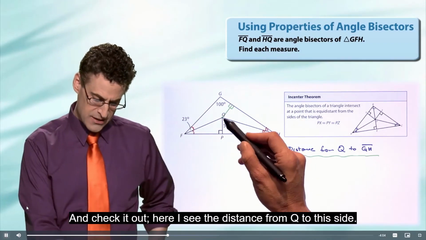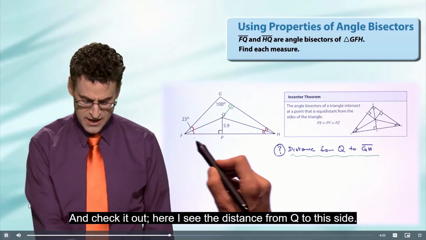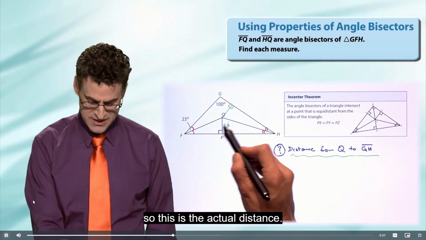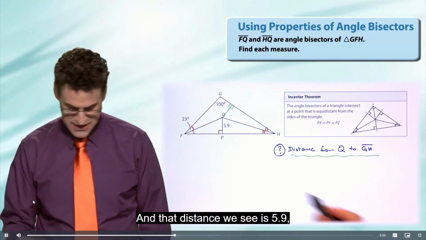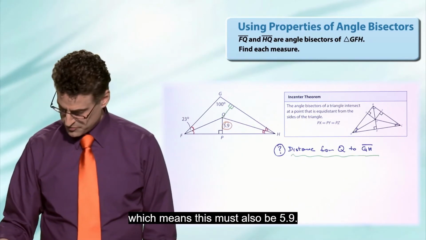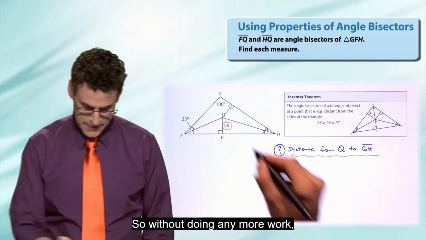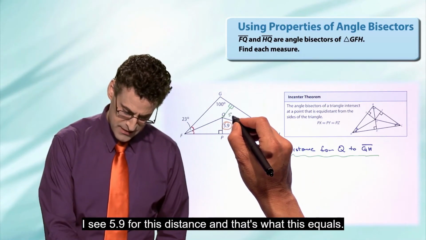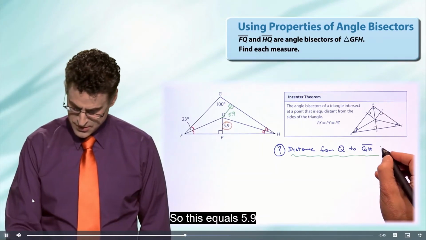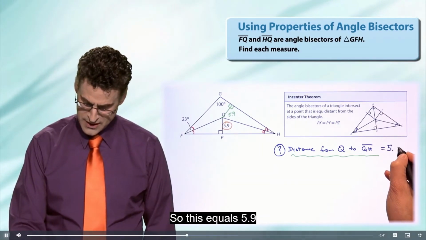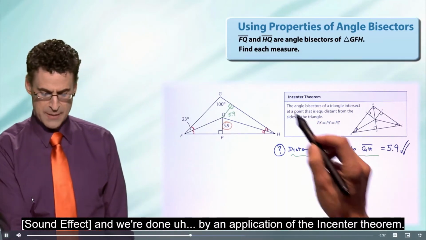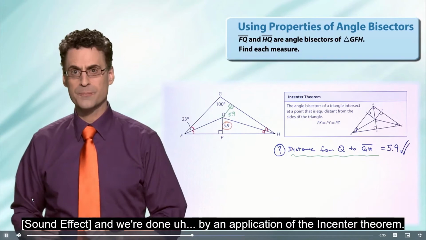And check it out. Here I see the distance from Q to this side. Since it's a perpendicular marking here, I know this is the perpendicular line, so this is the actual distance, and that distance we see is 5.9, which means this must also be 5.9. So without doing any more work, I see 5.9 for this distance, and that's what this equals. So this equals 5.9, and we're done by an application of the in-center theorem.